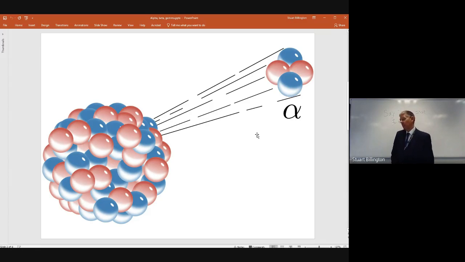But it's not the same nucleus that it was before, because it's now 2 protons down and 2 neutrons down. So it's not the same as it was. And today's lesson is about what that means. What does happen to the nucleus that we leave behind?